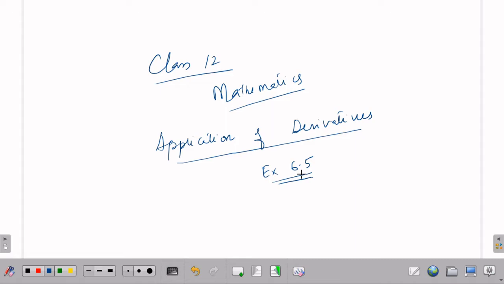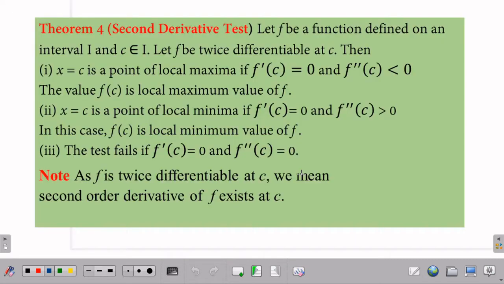The first thing that comes in question number 13 is the second derivative test. Let f be a function defined on the interval I and c belongs to I. Let f be twice differentiable at c, then x equals c is a point of local maxima if f dash c is equal to 0 and f double dash c is less than 0. Remember that if this is less than 0, it's always a maximum.